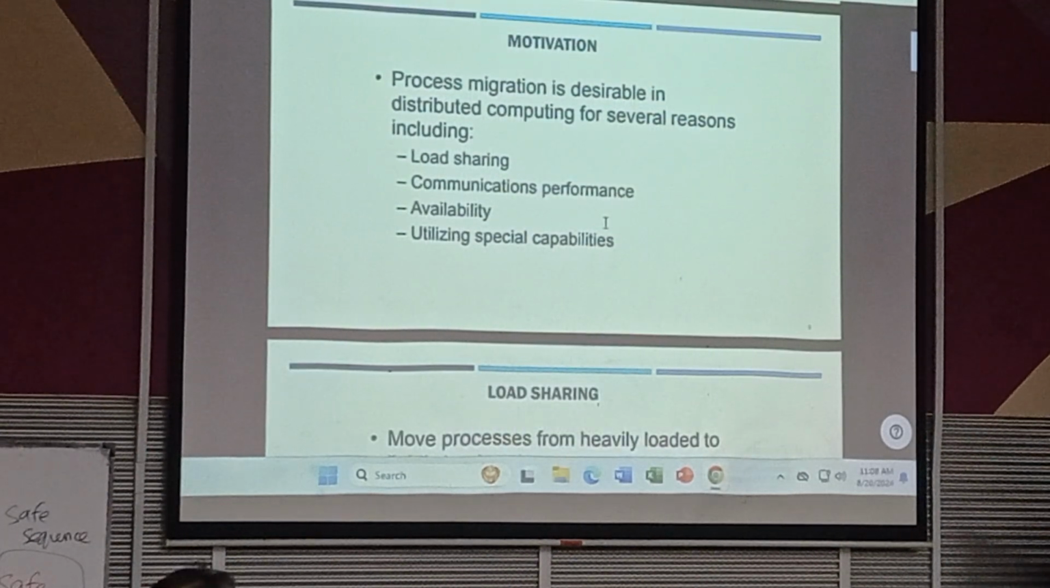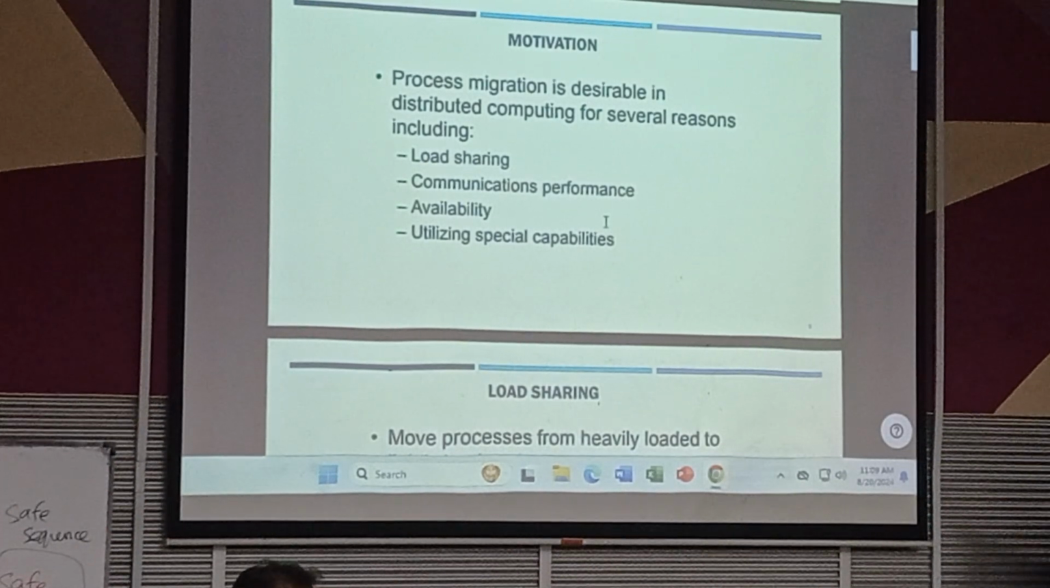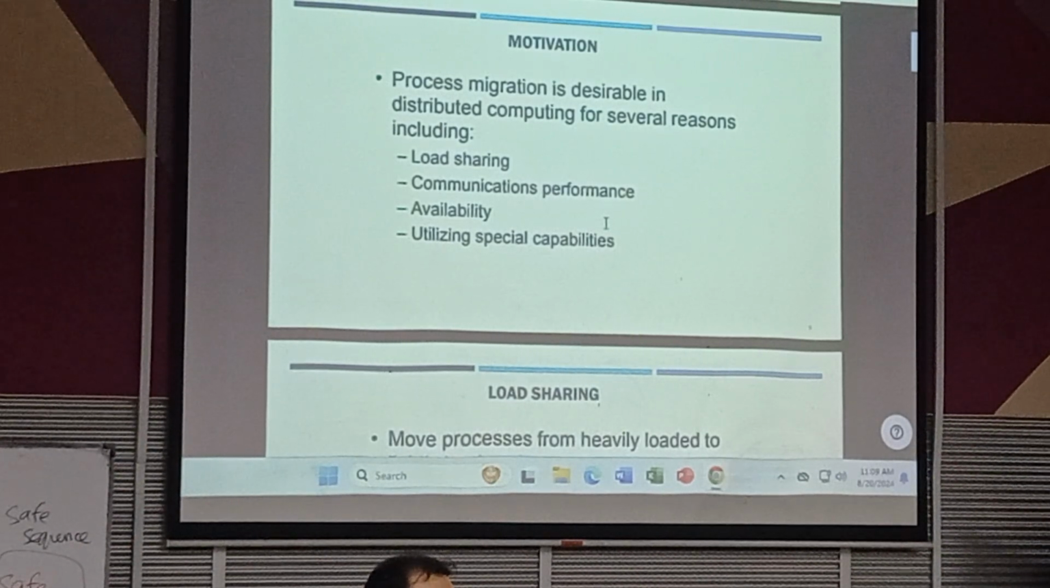Okay, the motivation behind process migration, of course, the first thing is load sharing. Let's say I have one computer, and 100 people are using this computer. Let's say cloud service, right? I can loan this server to run multiple processes. So if you use Colab, for example, I'll be using this computer. Maybe you're sharing with me also. I also don't know, right?